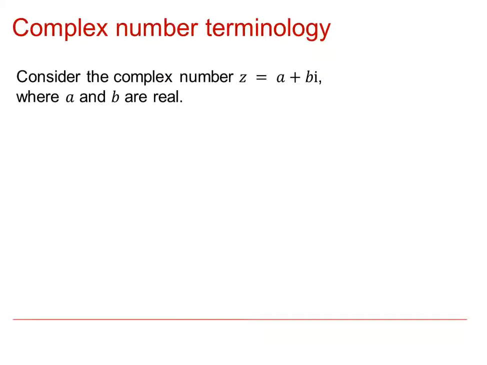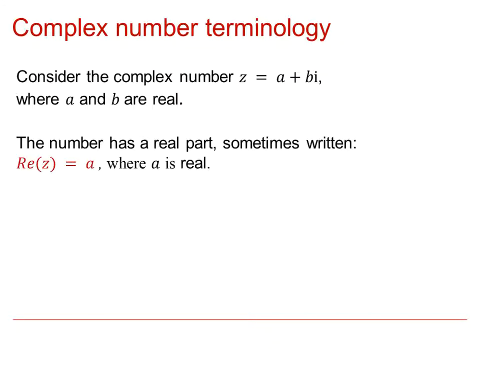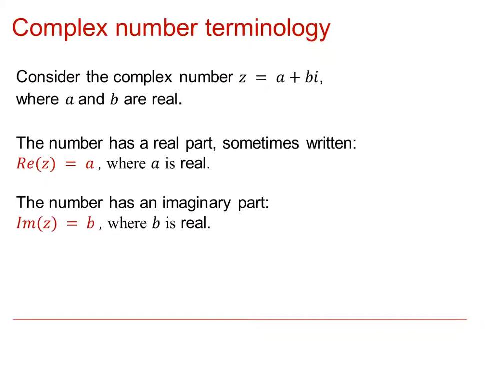Consider the complex number z equals a plus bi, where a and b must be real numbers. The number has a real part, which is sometimes written as Re(z), and that would equal a. The number has an imaginary part, which can be written as Im(z), and that would equal b.